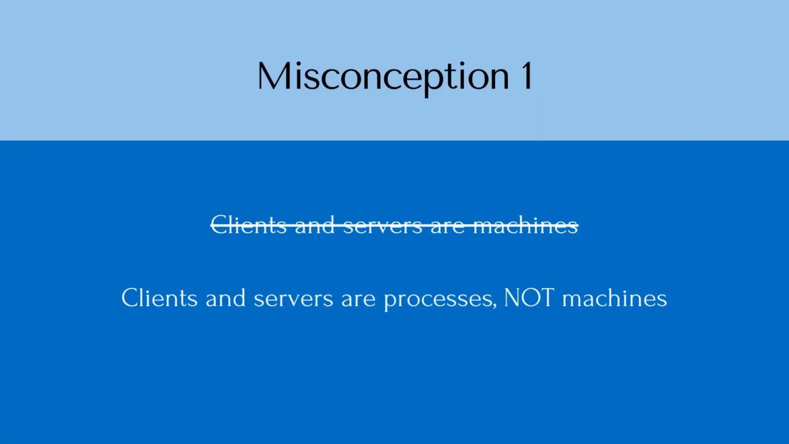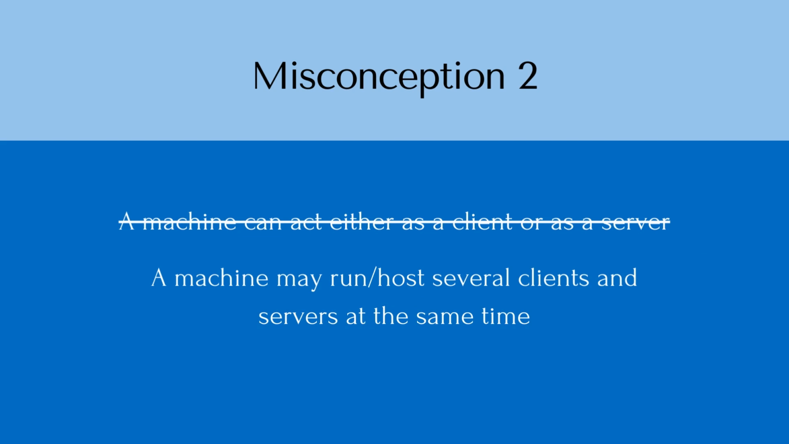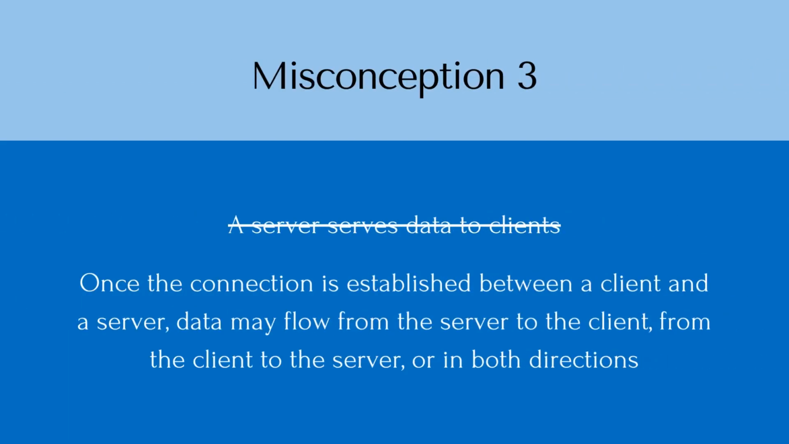We stress again that clients and servers are processes, not machines. A machine may run several clients and servers. Also, what distinguishes clients from servers is not the data flow direction, but rather the connection opening mode, active for clients and passive for servers. Once the connection is opened, data may flow from servers to clients, from clients to servers, or in both directions.